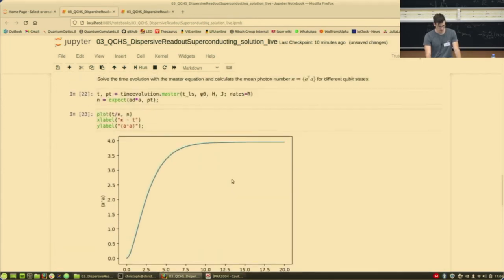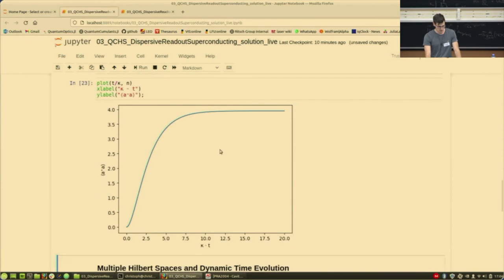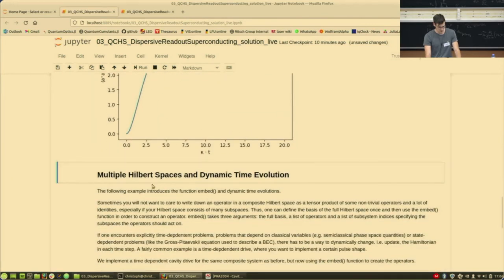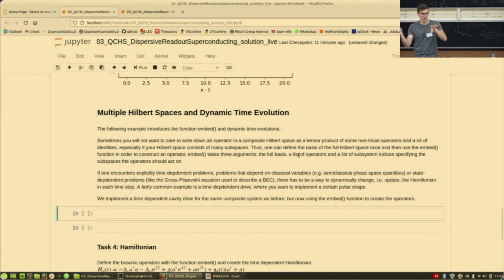Good. That's basically it for this dispersive readout simulation without caring about the other operators. You just give the embed function the full Hilbert space, or the full basis, and tell it on which basis the destroy operator should act. Therefore you don't need to write this tensor with identity over and over, which can be really annoying for bigger systems.